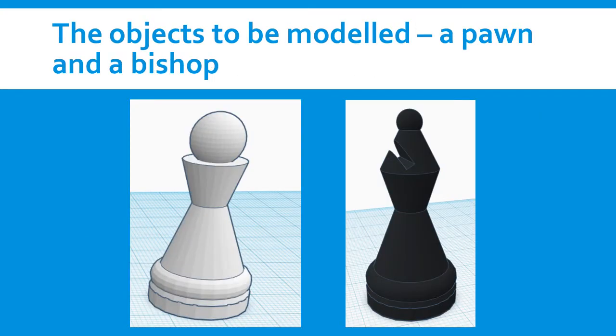There are 6 different types of chess pieces. In this video tutorial we will learn how to model a pawn and a bishop. The other chess pieces can be also modeled with TinkerCAD.